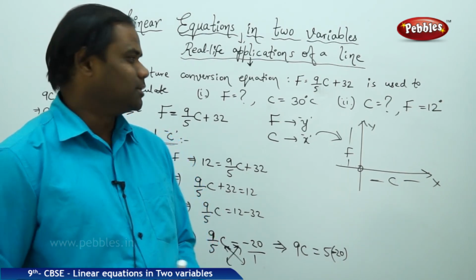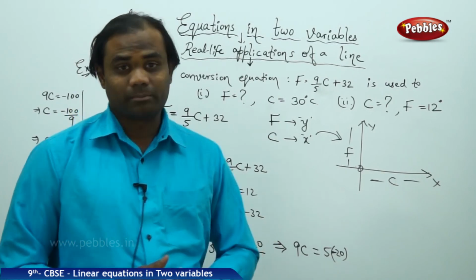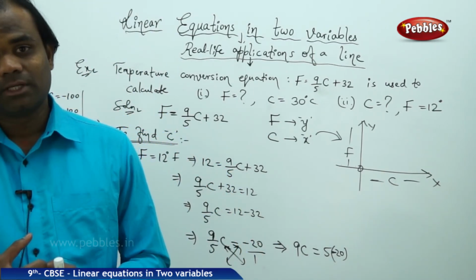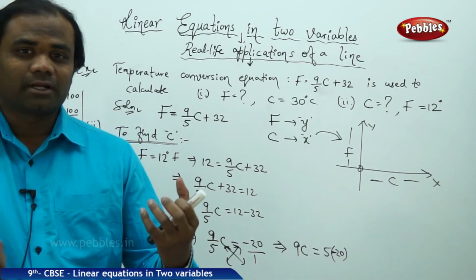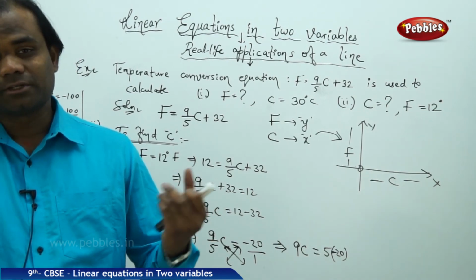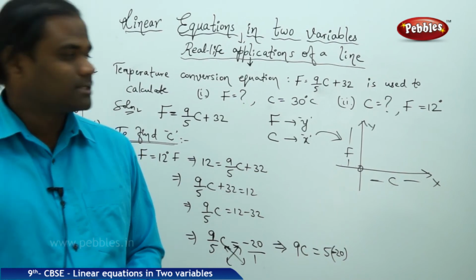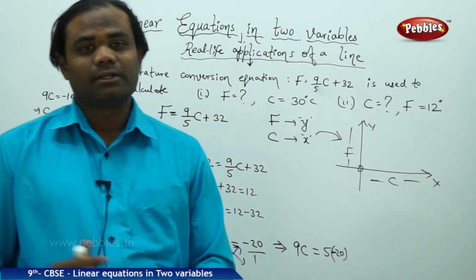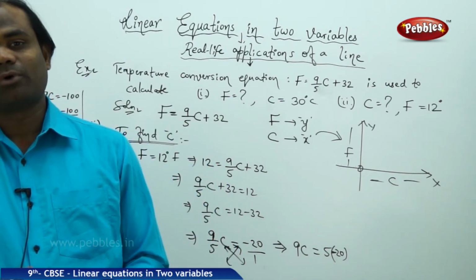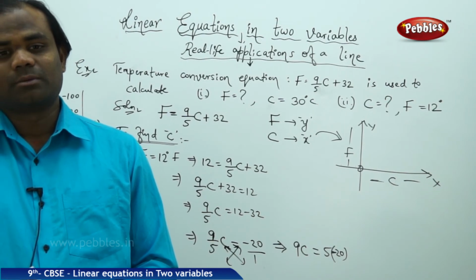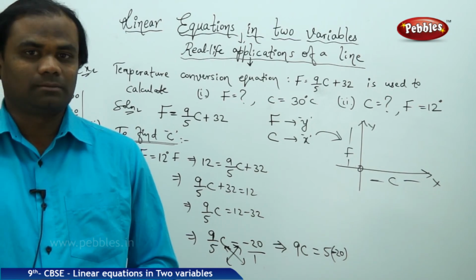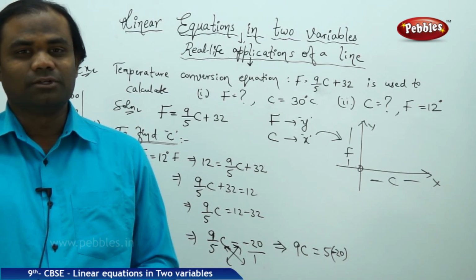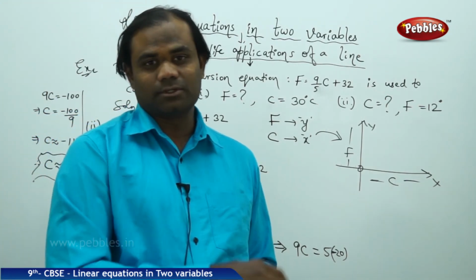My next question here would be, when will the two temperatures be equal? Is there any possibility to find when the centigrade and Fahrenheit scale reach the same value? So let's see if we can identify the temperature at the break-even point. That is at the point where the two temperatures C and F are equal. So let's continue with the question.